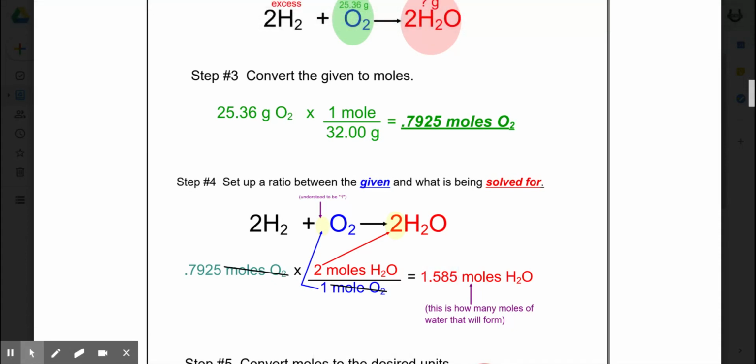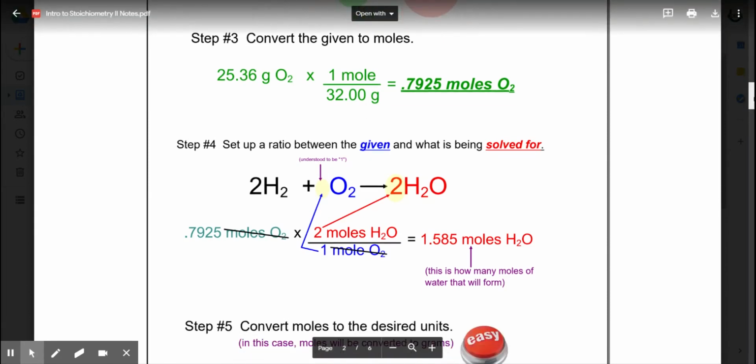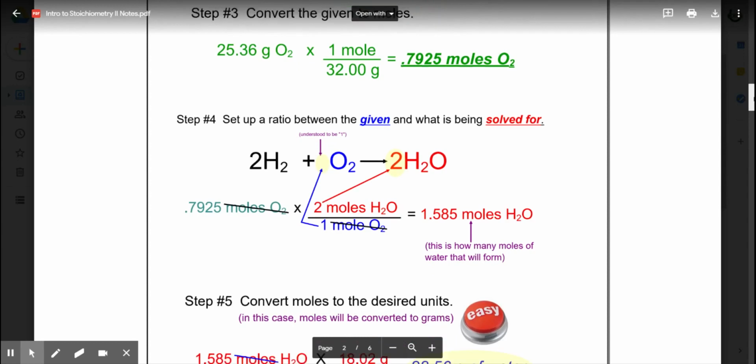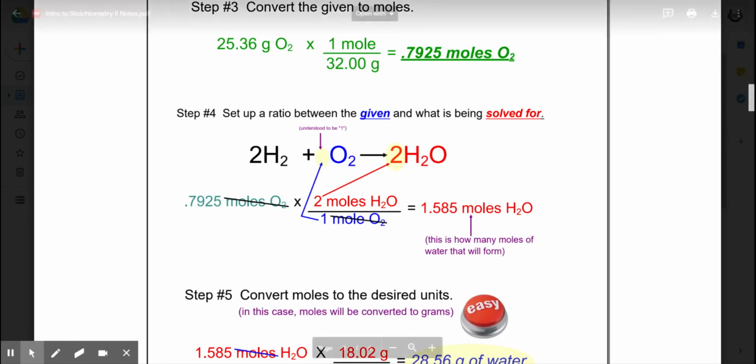So we can see that 1.585 moles of water is an actual amount of water, but the question asks for how many grams of water. So now we go to step 5. Step 5 is convert moles to desired units. Now later on, probably next week, we may be converting this to volume or liters, but for the first few days we're working on this, it's always going to be convert to grams. So we're going to convert moles to grams.